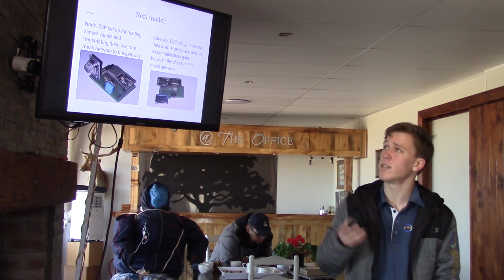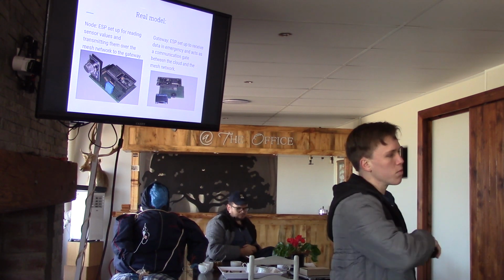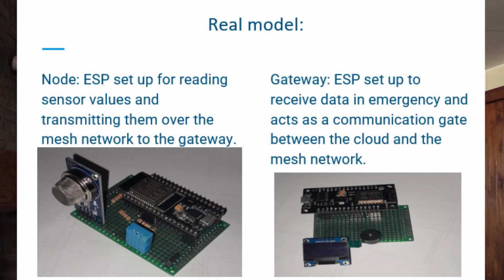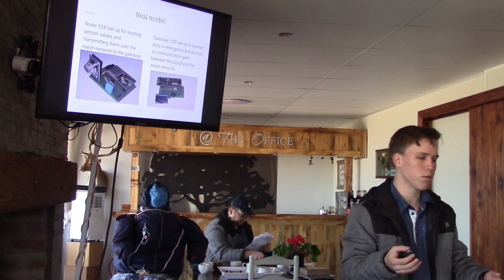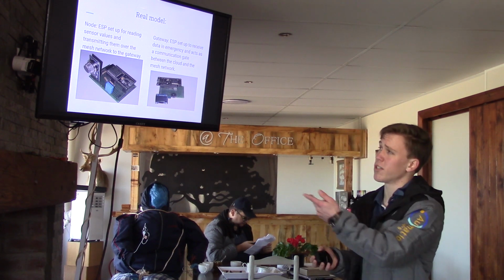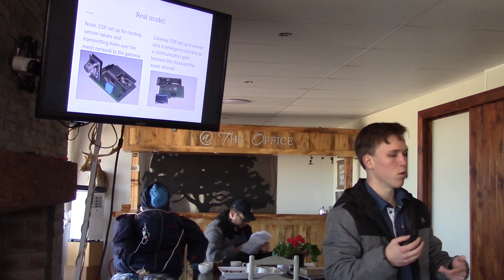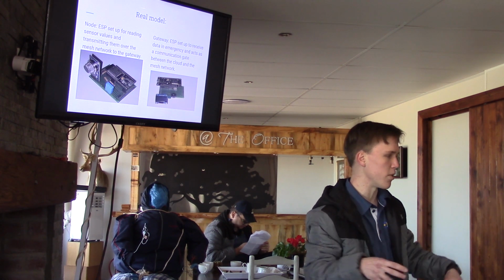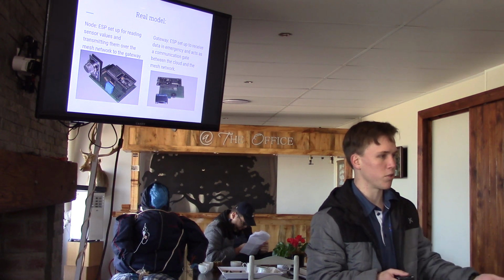Here's my real model. The node is an ESP set up with the sensors for reading the values, and they would thus be spread across each house. And the gateways act as data transmission lines, where, for instance, if you need the data within the mesh, then you would use the gateway, and the gateway would act as a bridge for the cloud, or for any method you choose to receive your data, where it could receive everything across the mesh without needing to plug your laptop into every node and try to get the data.